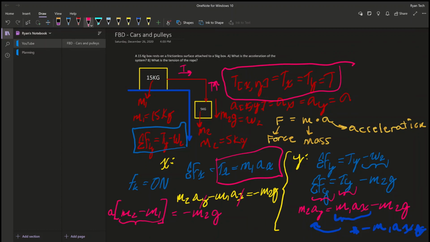So this is going to be the same thing as saying 5 minus 15, which is equal to negative 10. So it's going to be negative 10a is approximately equal to negative 5 times 10, because I rounded g from 9.8 to 10. Now it's going to be negative 10a is equal to negative 50. That means you're going to be left with the answer of a is equal to 5 meters per second squared.